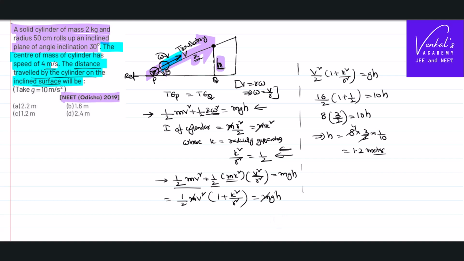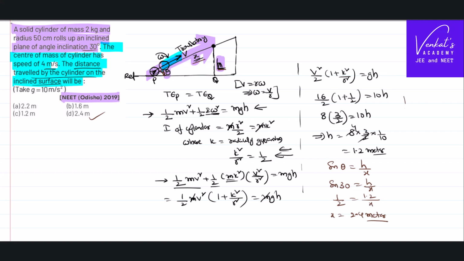Now I got the h. I know the theta, so what can I write? Sine theta equals, for this theta, opposite side by hypotenuse, h by x. Theta is given to you in the problem as 30 degrees. So sine 30 equals h by x. Sine 30 is 1 by 2, h is 1.2 by x. So x equals 1.2 into 2, that is 2.4 meter. That's the answer for the problem.